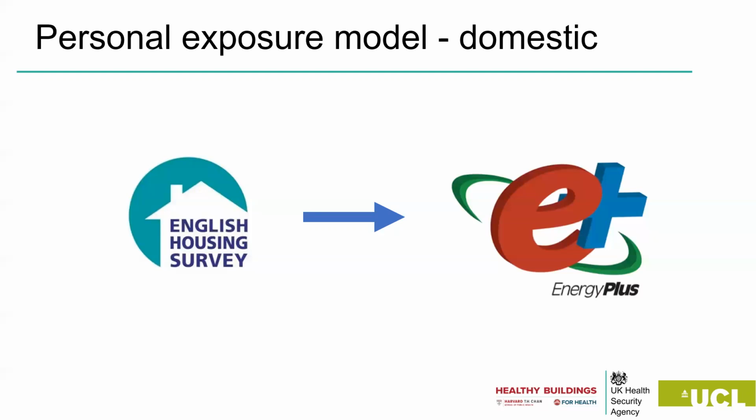In my case, I had about 2,000 individual dwellings that I simulated in Energy Plus, and then I would weight them by the survey weight reported in the English Housing Survey, and that then scaled the results up to the regional level, so for Greater London.